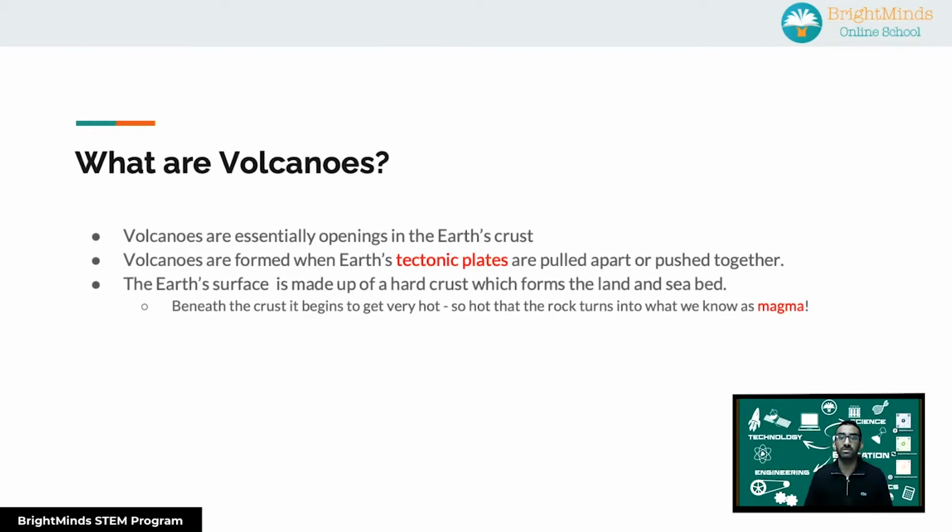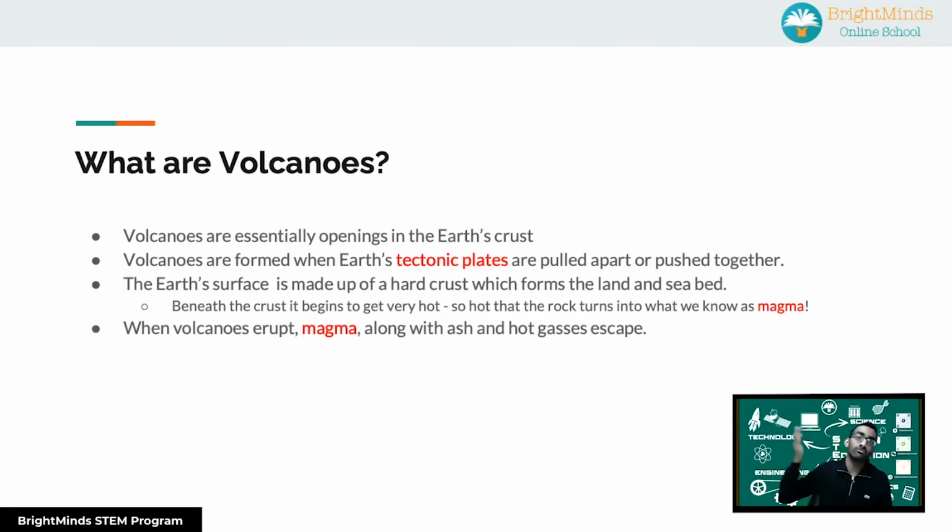You guys already know the terms. You already told me what magma was. But did you know that magma actually exists beneath the Earth's crust? Did you guys know that? Yeah, so it gets very hot down there. When volcanoes erupt, magma, along with hot ash and gases, is going to escape. Essentially everything that's down there is going to start funneling up. It's going to go upwards.